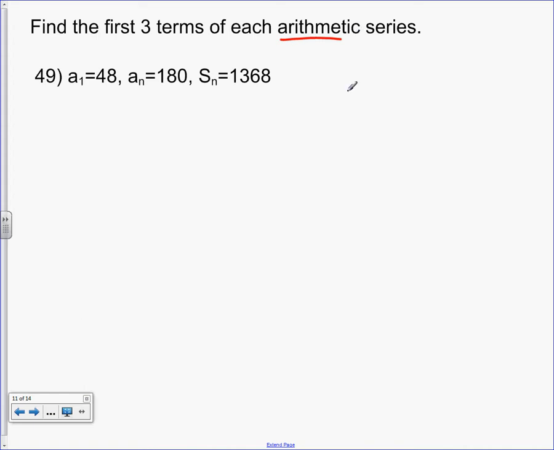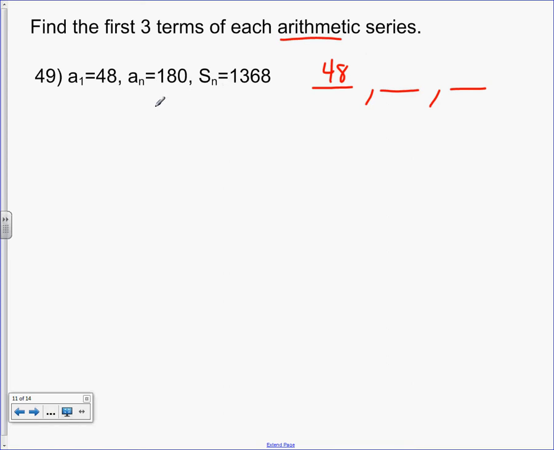If they want the first three terms, I do something like that to help myself understand what they're looking for. What could I go ahead and fill in? A1 is 48, right? The first term is 48. If I had d, the common difference, this would be really easy to finish. Do I have that? I do not. So I have S sub n, and I have A sub 1, and I have A sub n.